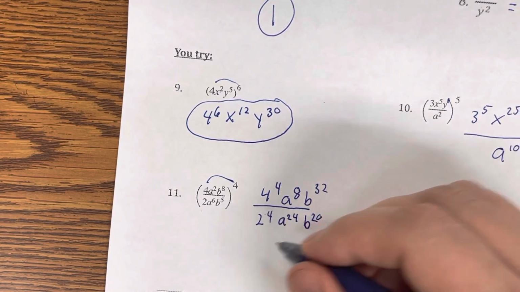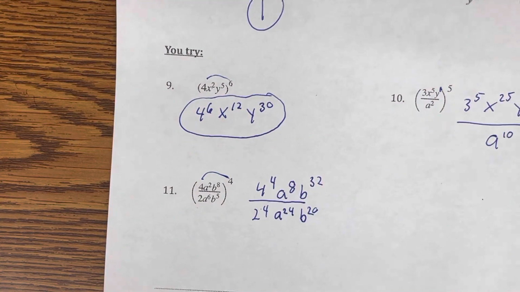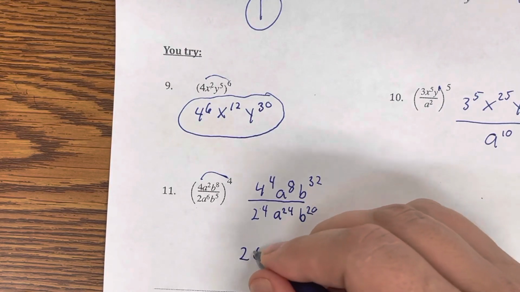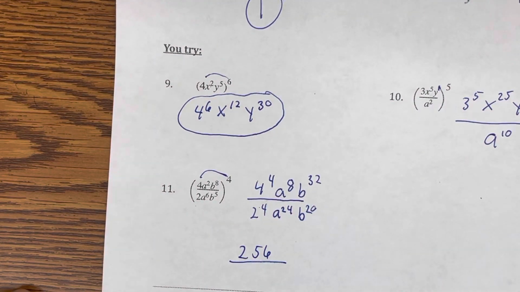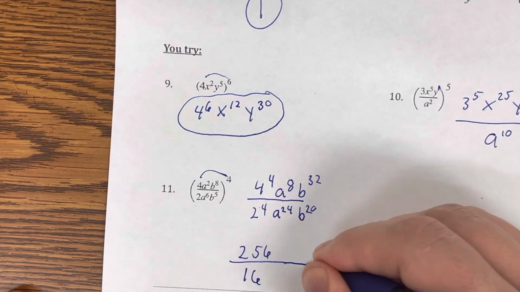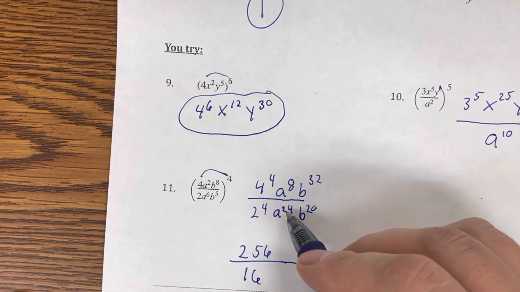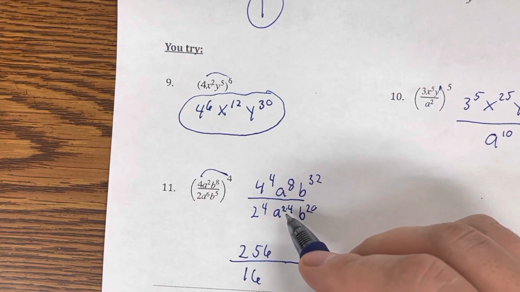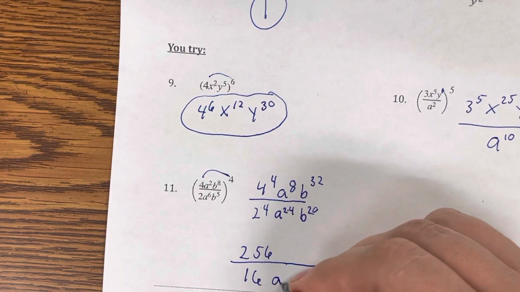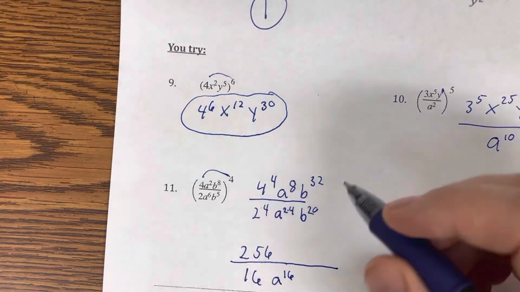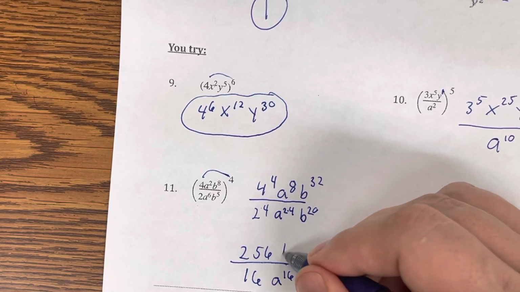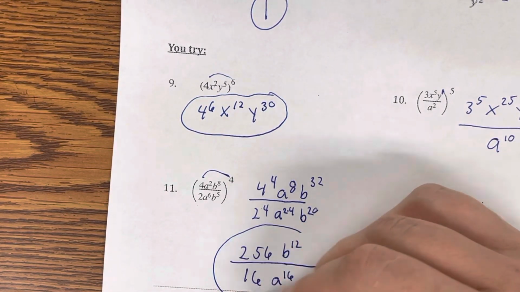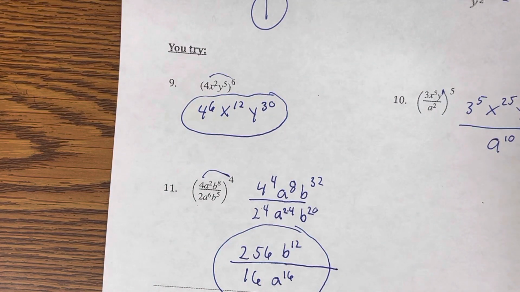Now, we have to simplify this. 4 to the 4th is 256 over 2 to the 4th is 16. We'll leave it there. We'll call that good enough. Now with our a's, have to take 8 minus 24. That's negative 16, so there's 16 more in the basement, a to the 16th. 32 minus 20 is b to the 12th. So these ones are getting a little bit tougher.